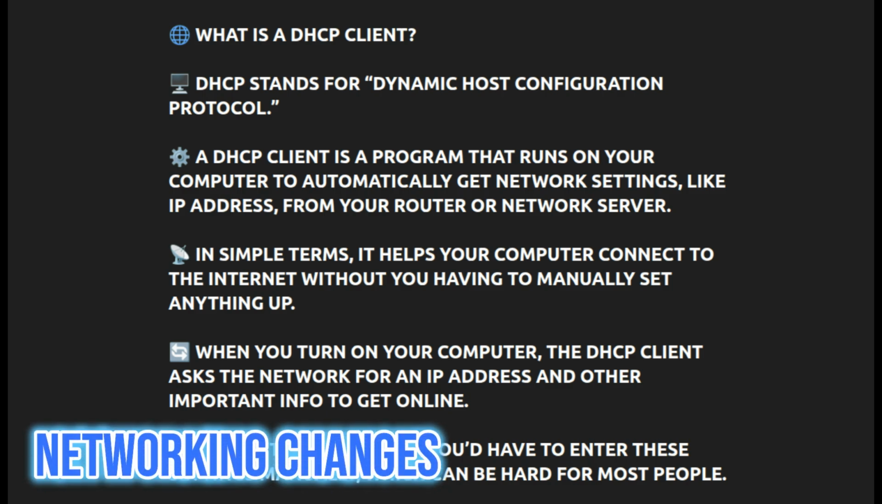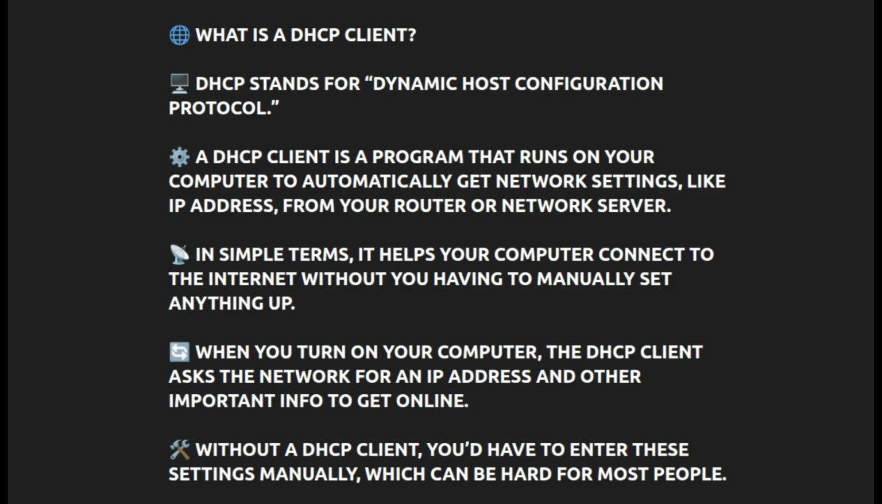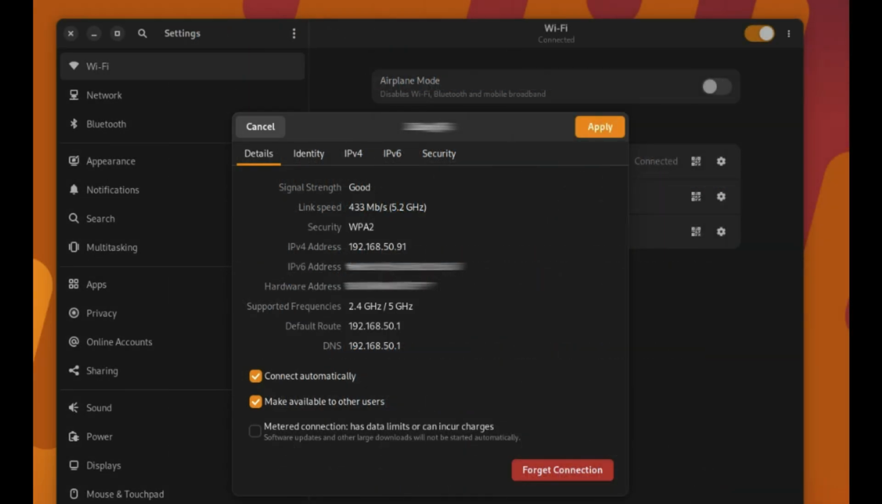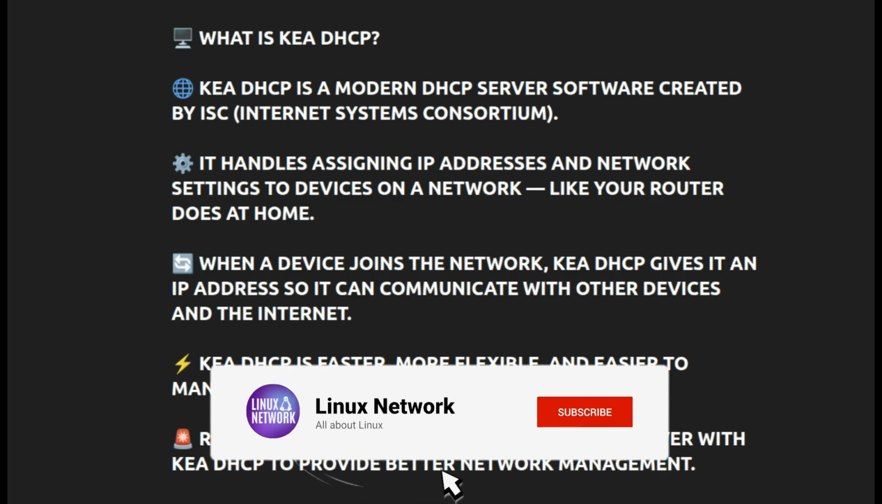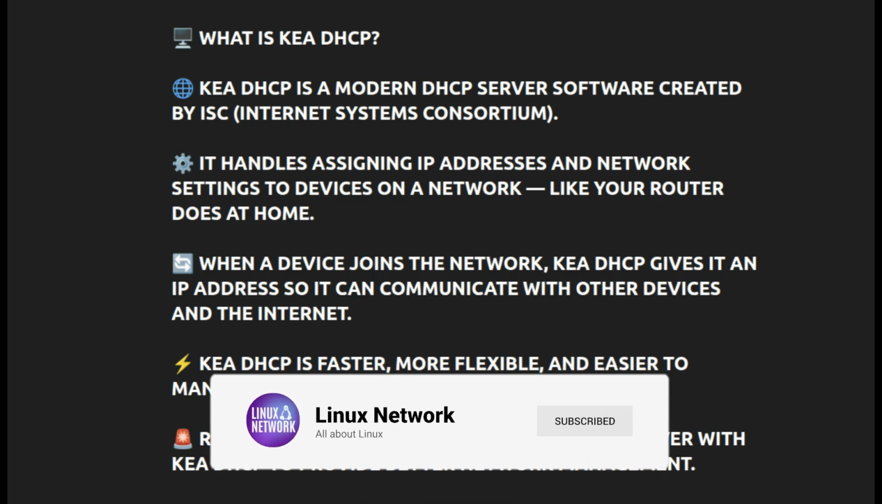Let's talk about networking. In the past, your computer probably used a tool called DHCP client to automatically get an IP address from your router. In Rocky Linux 10, this old DHCP client is gone. Instead, this job is now handled directly by NetworkManager, which is the tool that manages your network connections. Also, the old ISC DHCP server, which has been around for decades, is now replaced by a newer tool called Kea DHCP. It's faster, more secure, and better suited for modern networks.